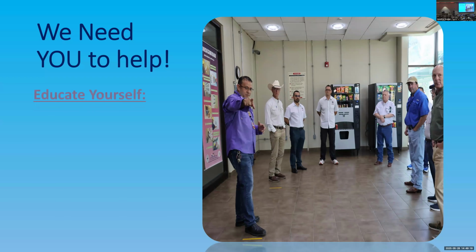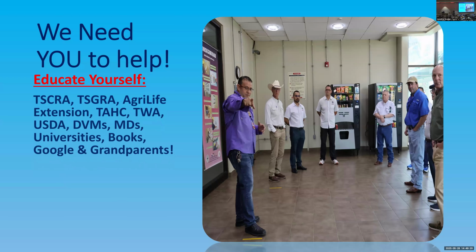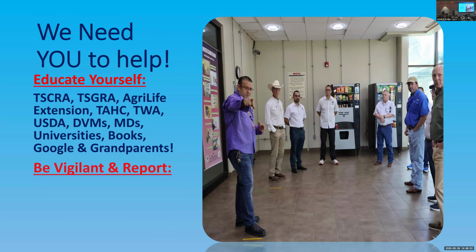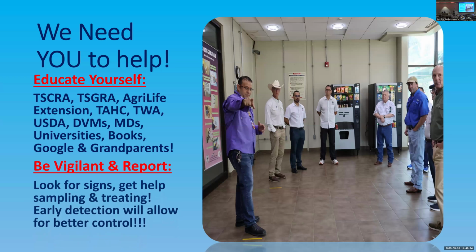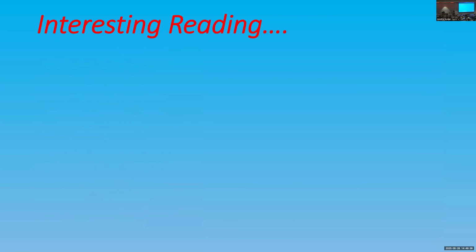They wanted outreach. They want us to help, with education, and to be vigilant and report. That's from Panama to the Texas Panhandle. That's the same message right there: to be vigilant and report. That's the only way we're going to get in front of this thing.